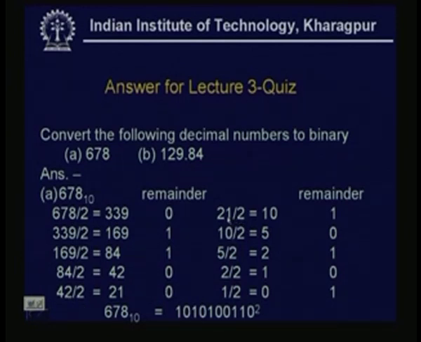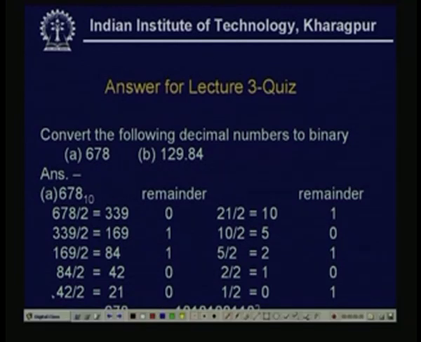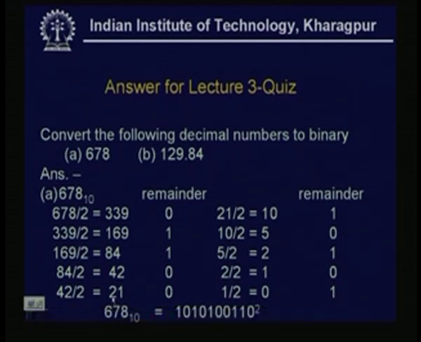It continues like this, 21 divided by 2, the remainder is 1, then 1 again, then the next remainder is 0, the next is 1, like that, and we get the answer for 678 in decimal. We have to take the remainders in reverse order, that means 1010100110. So this is my number in binary.